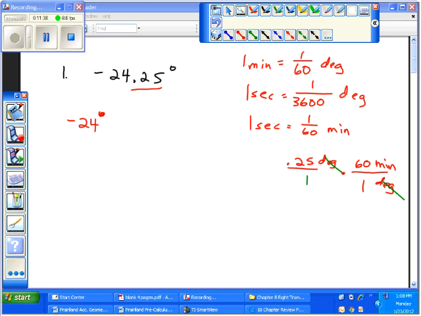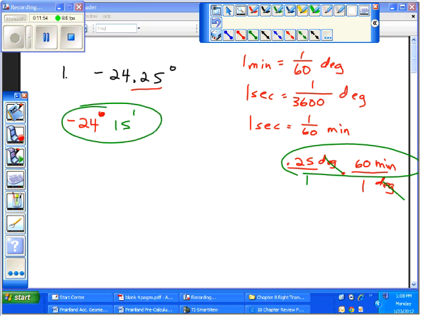I like dimensional analysis better. So if you do 0.25 times 60, what do you get? 15. And we show minutes with one little ditto mark. 2 little ditto marks mean seconds. There was no remainder of minutes, so that's the answer. So we change this from degrees into degrees and minutes. Everybody see what we did? Using dimensional analysis, okay?